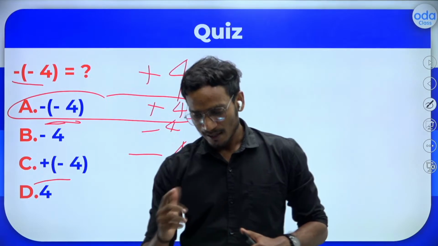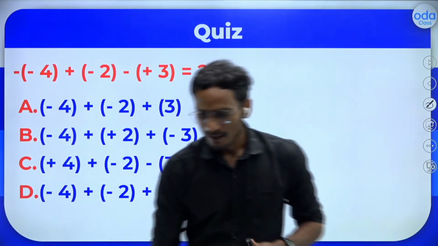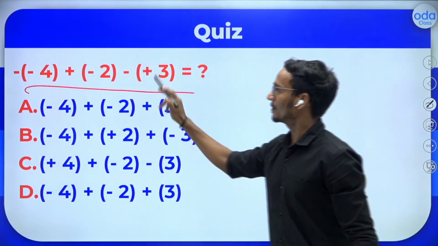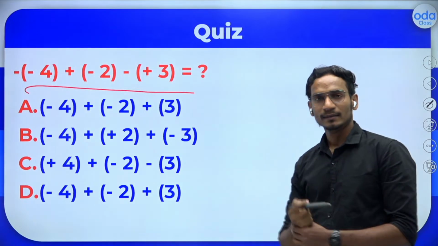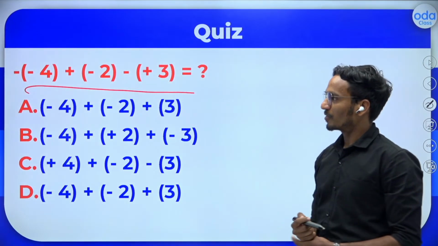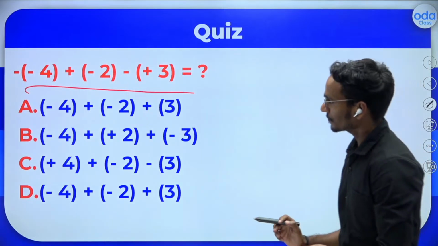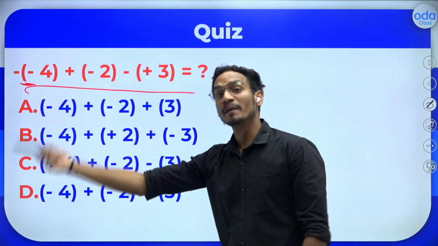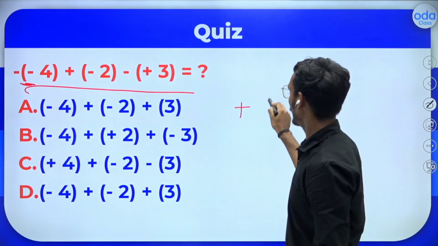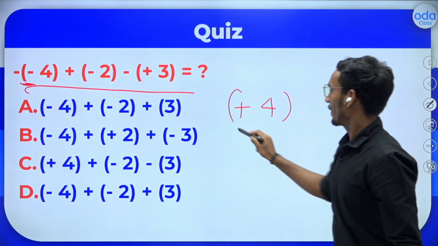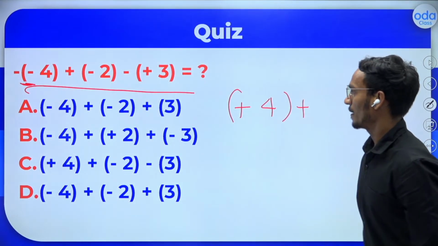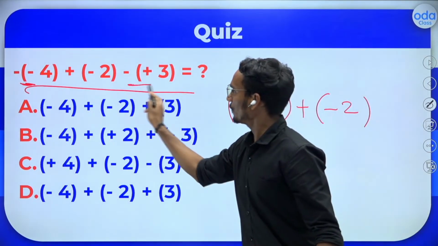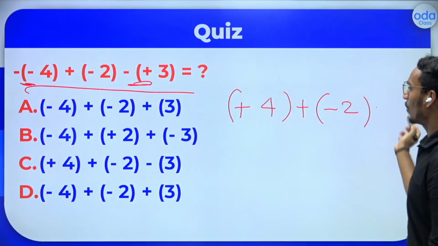Now let's try to see this equation, that is minus minus 4 plus minus 2 minus plus 3. What can be the correct option which satisfies this? So first one is what? Minus minus together. Those same signs together, it will be positive, plus 4. Okay. Then we have a plus minus 2, and minus plus. If you see over here, this minus plus will become what? Minus 3.